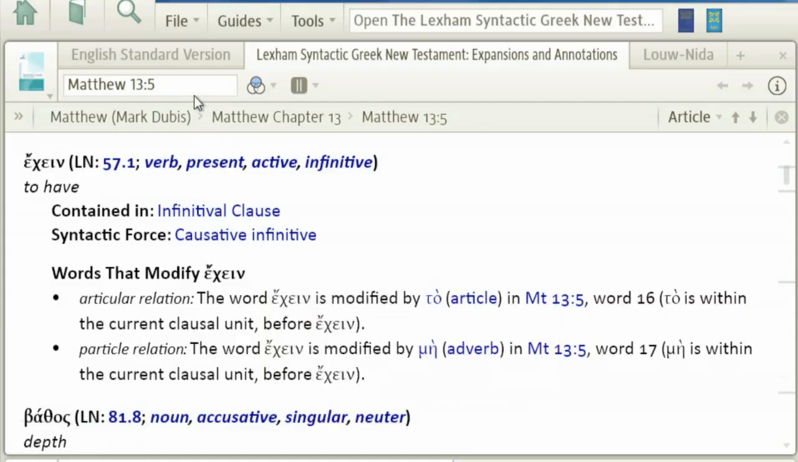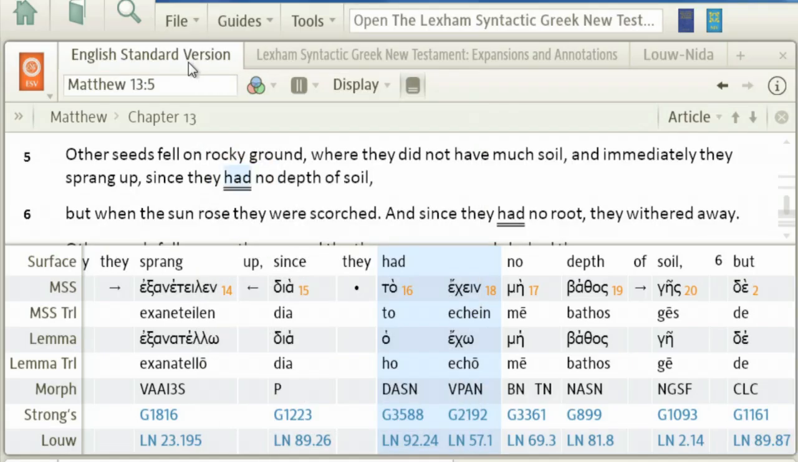So coming back to the ESV here, we can see that the verb that it's related to is this verb here, sprang up. What is the reason as to why this sprang up? Well, it sprang up because, or since, it had no depth of soil. And in verse 6 we can read the consequence of having no depth. That when the sun rose, it was scorched. And again, here expressing the idea of reason or cause, since it had no root, it withered away.